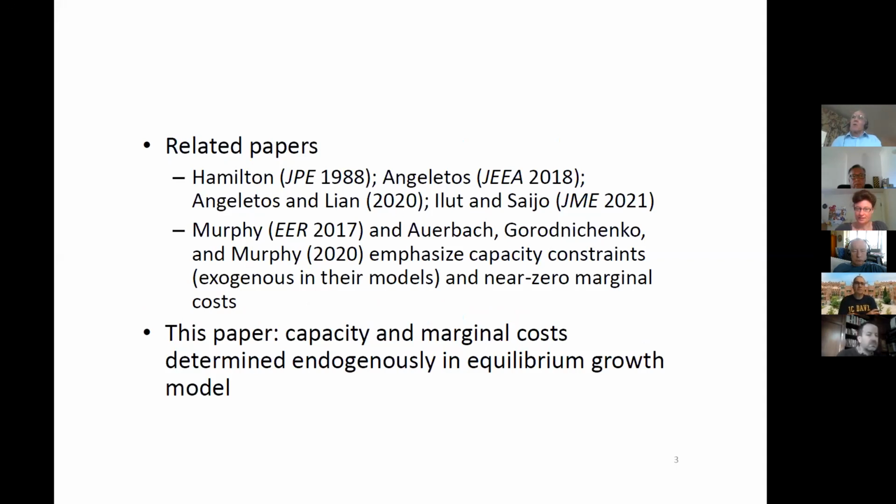The two papers most closely related to what I'm going to be talking about are some work by Dan Murphy and also along with Auerbach and Grodnichenko, who emphasize capacity constraints and near zero marginal production costs. Those are also the key features of the model I'm going to be talking about. A main difference between my paper and theirs is they take capacity to be exogenous, and I'm going to derive capacity endogenously in a general equilibrium growth model.